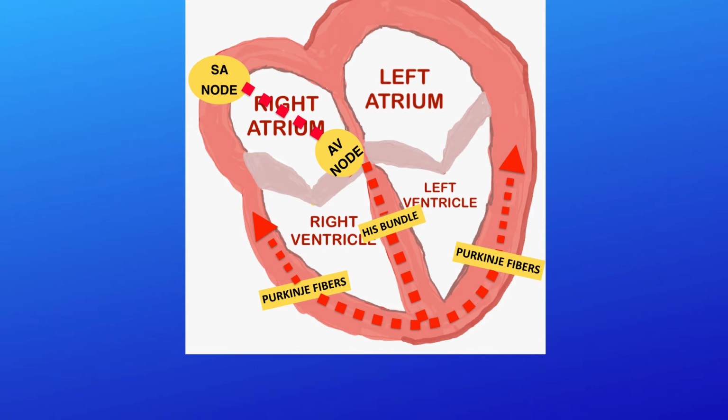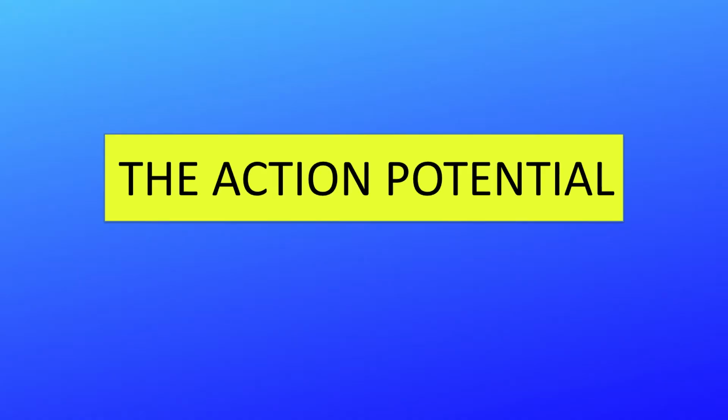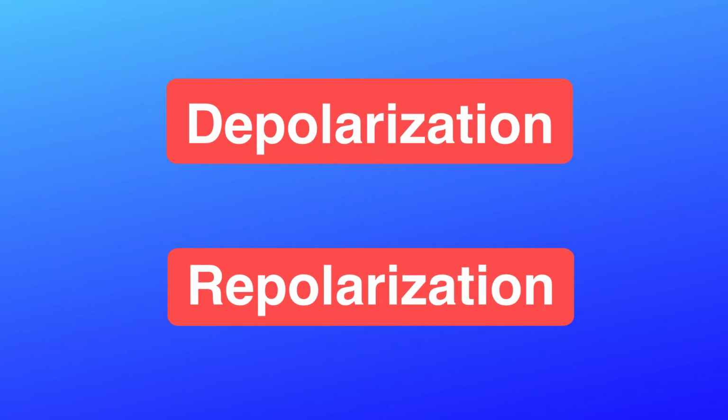But the way that this occurs is by the action potential. This is what leads to the firing of the electrical conduction, and the action potential is composed of two events. One is called the depolarization and the other one is repolarization.